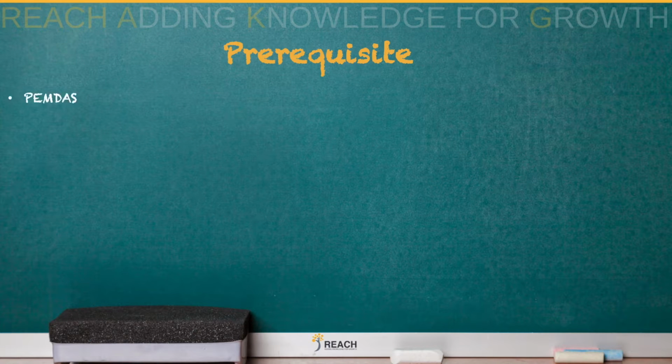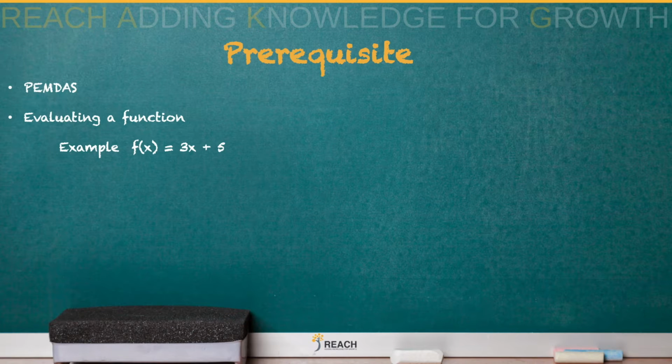All right, let's take a look at some prerequisites. PEMDAS, please excuse my dear Aunt Sally: parentheses, exponents, multiplication, division, addition, and subtraction. Evaluation of a function. So let's look at this example, f of x equals 3x plus 5. So f of 1 means plug in 1 and you get out 8.